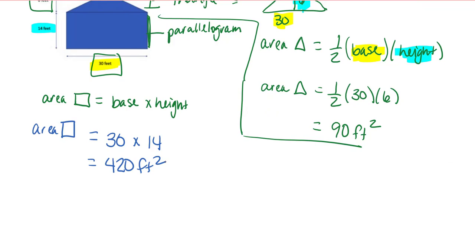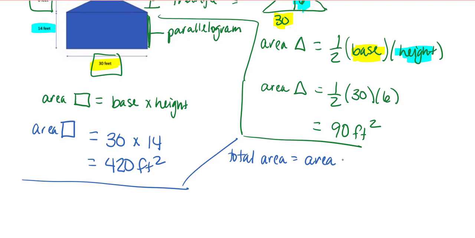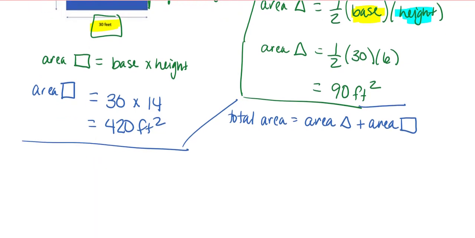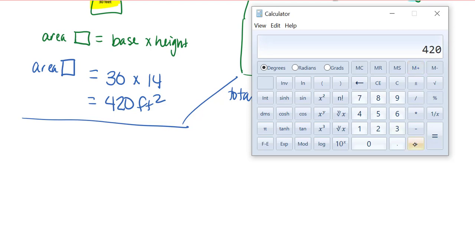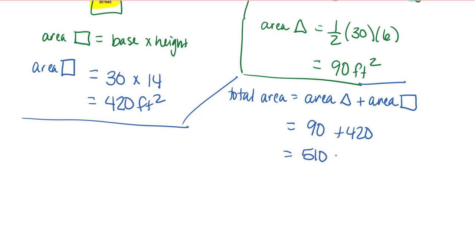Now we need to find the area of the whole side. So the total area is equal to the area of the triangle plus the area of the parallelogram. So let's go ahead and calculate. So 90 plus 420. So we just add and we get 510. So what's the total? We get 510 feet squared. So that's how much siding we need to think about. Now let's look at another example.